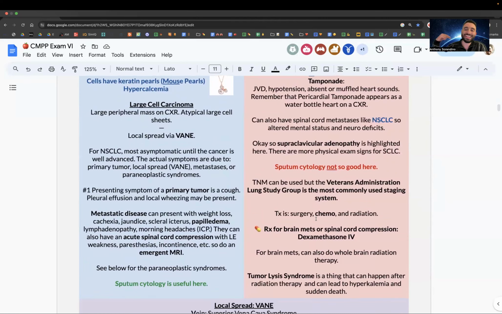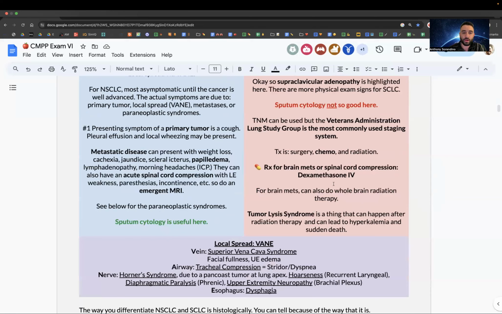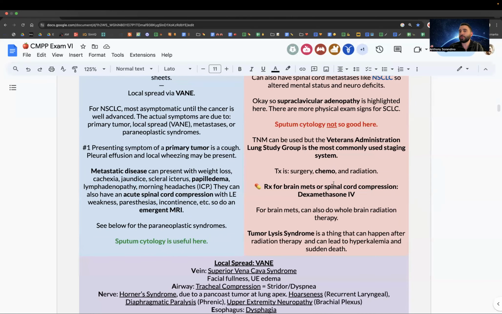Sputum cytology, not good. So it is not good for small cell lung cancer. All right, so just think spitting, sputum, if it's small, you're not going to be able to see anything, right? It has to be a non-small cell lung cancer to be able to see something on sputum. Don't know if that's the case, but it makes sense.